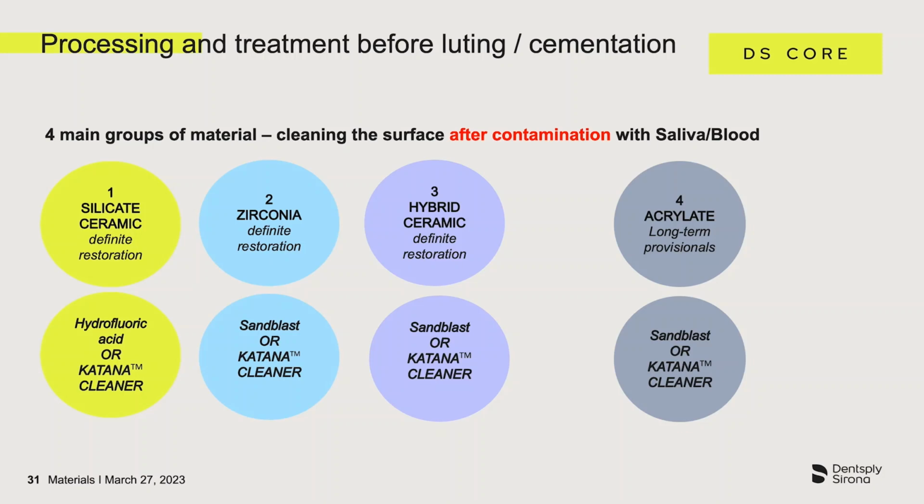The glass phase in silicate ceramics indicates that hydrofluoric acid or Katana Cleaner is suitable for removing protein particles from the surface. In zirconia, the surface can be sandblasted or Katana Cleaner can be applied. Hybrid ceramics can also be sandblasted or Katana Cleaner can be used to clean the restoration. Similarly, the acrylics can also be sandblasted or cleaned with Katana Cleaner.